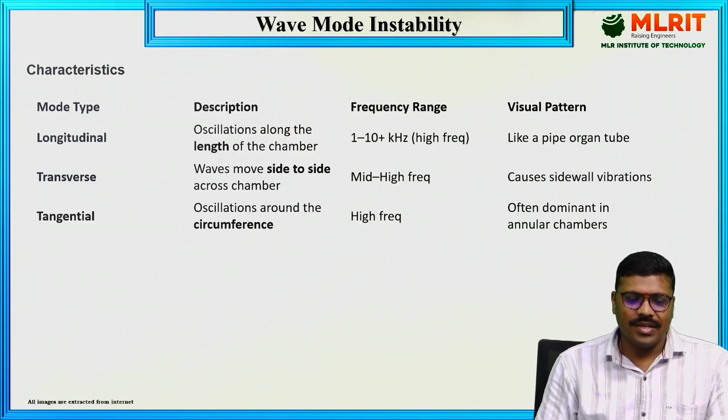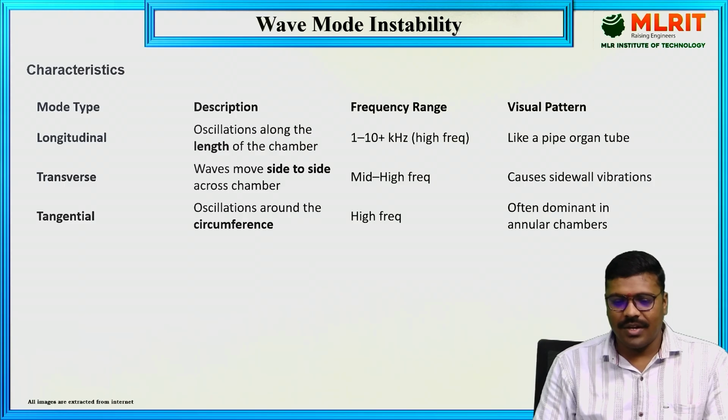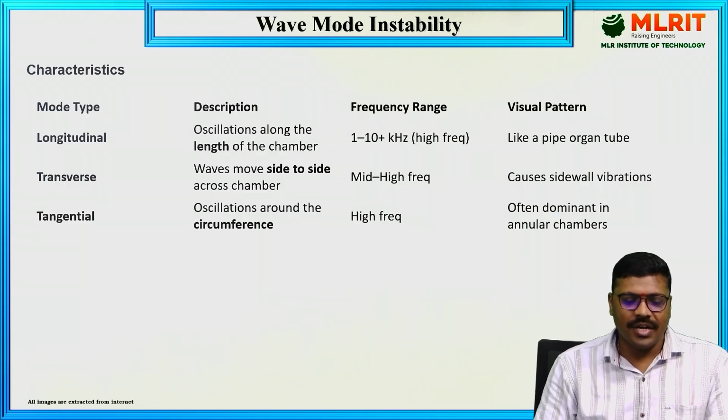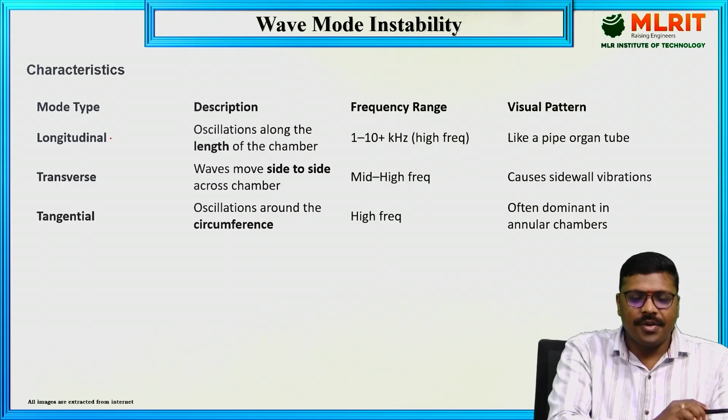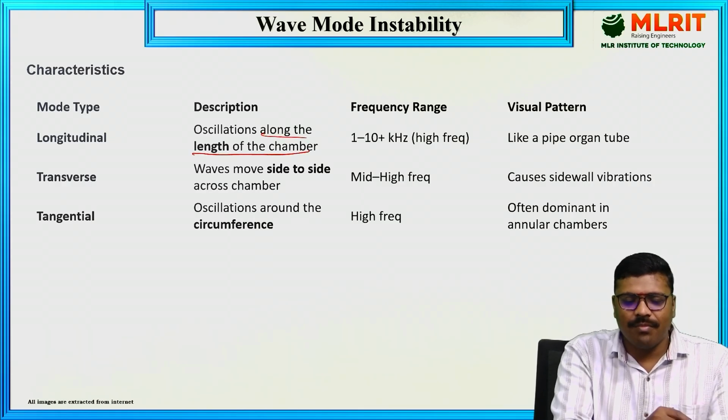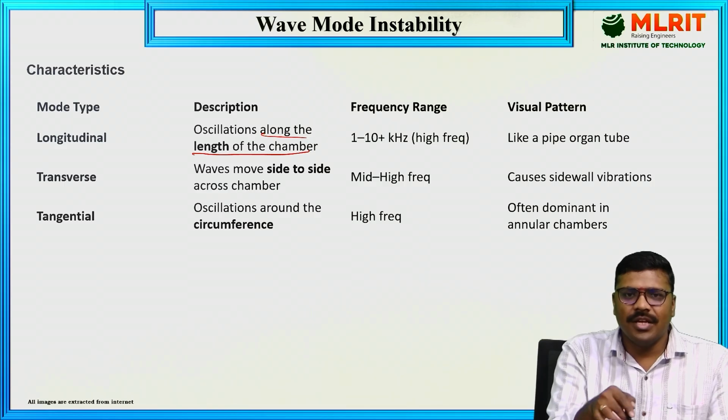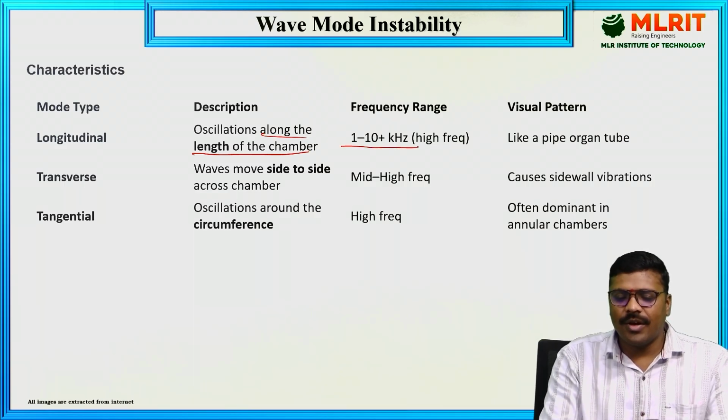So now we'll discuss the characteristics of the longitudinal, transverse and tangential wave modes of instability. Coming to the longitudinal wave mode of instability, the oscillations happen along the length of the chamber. The frequency will be 1 to 10 kilohertz, high frequency. The visual pattern is like a pipe organ tube.